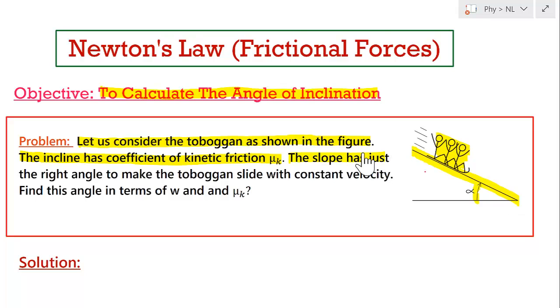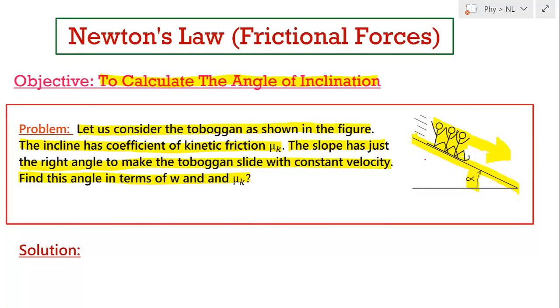The slope has just the right angle to make the toboggan slide with a constant velocity. So this angle is just right so that this toboggan is moving with a constant velocity. This means it remains in equilibrium. So in other words, we can apply Newton's first law. So the question says, find this angle in terms of W, that is the weight of the toboggan, and the kinetic friction coefficient mu k.